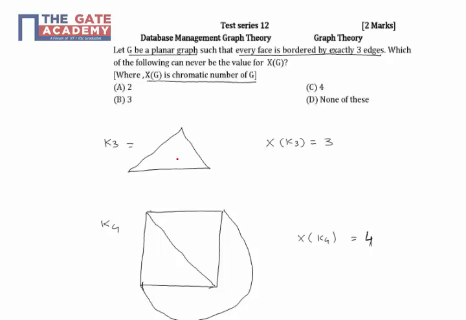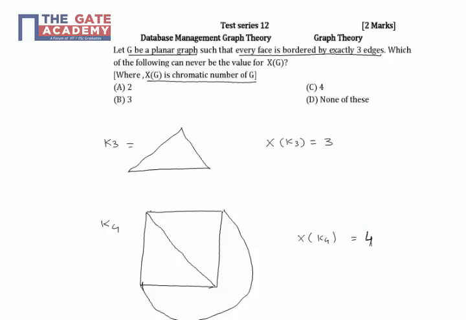Both of these graphs also satisfy the constraint specified in the question. That is, every face of this planar graph is bordered by exactly 3 edges. In the first graph, we have only one face which is bordered by 3 edges. Whereas in the second graph, we have 3 faces and each one of them is bordered by exactly 3 edges. So, both of these graphs satisfy the given constraints.